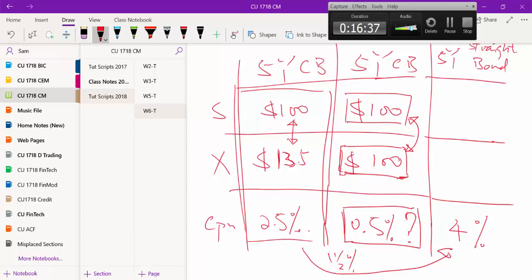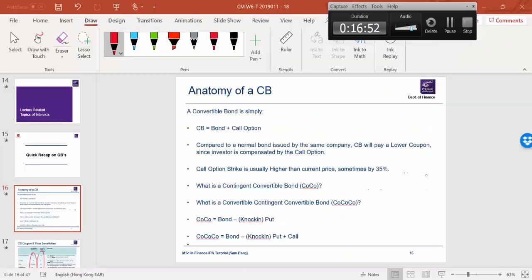So I think that's what I would like you to try and appreciate, not just, oh, what is a CB? Oh, it's a bond plus a call. There's more to it when you think deeper about really simple numbers like that. You should also try to understand what is a COCO, and I think you do now because we talked about that.